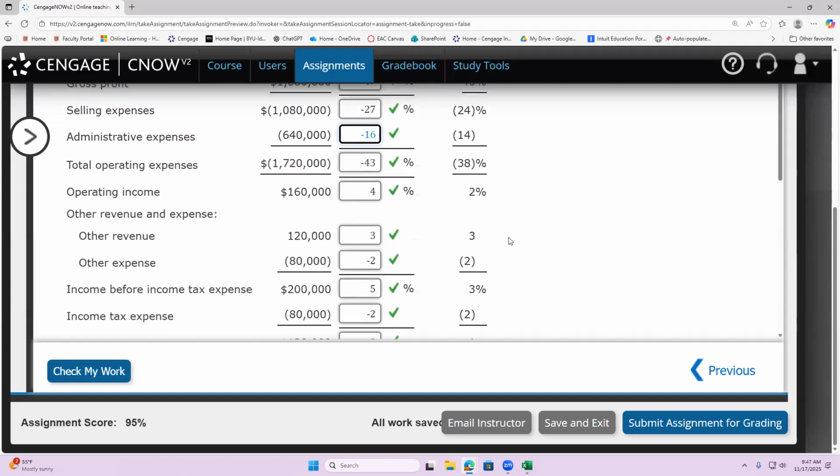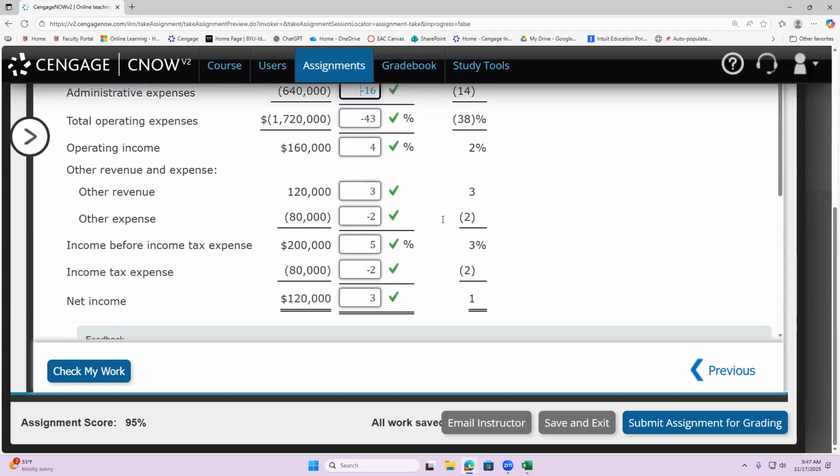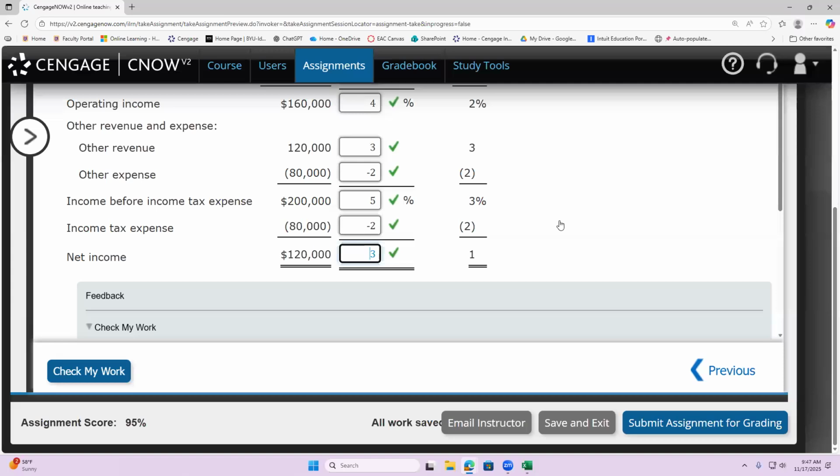Other revenues are the same, other expenses are the same. Our income before tax expense, we're making 5%. They're only making 3%. Income tax expenses are the same. And our net income is 2% greater. So even though our operating costs are a little higher, those savings on cost of goods sold lead to us having a little bit higher net income. So overall, we're doing better than the industry.